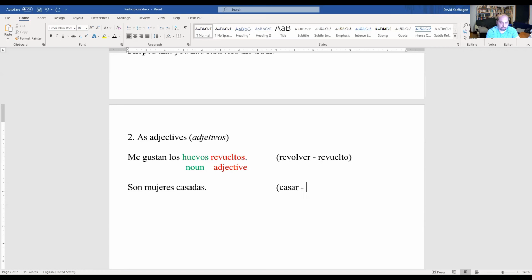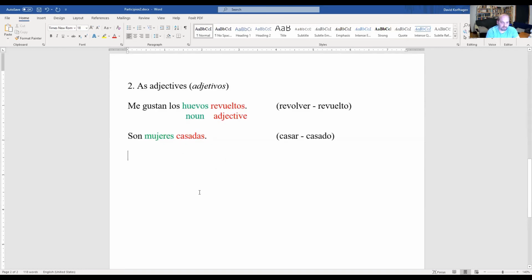Son mujeres casadas. Casar, in this case, to marry or to be married, right? So it's regular: casado. But then we change it because it's las mujeres, so we make it feminine plural. So here's our noun, and here's our adjective describing that noun. That's the basic thing, and it's fairly common. If you want to take a verb and turn it into an adjective, you're going to use the participle, and it's going to agree with the noun, just like all adjectives always do.